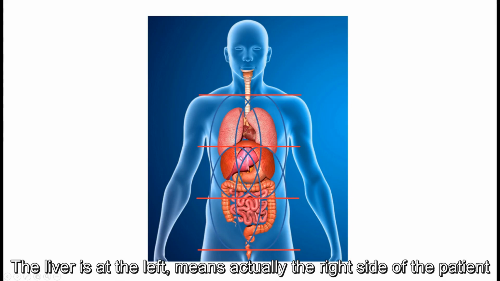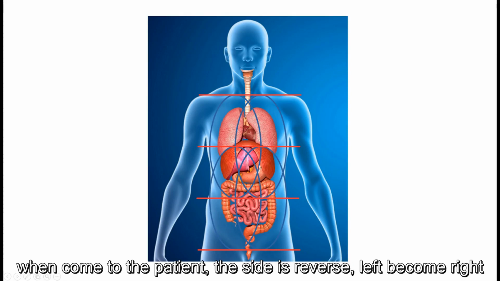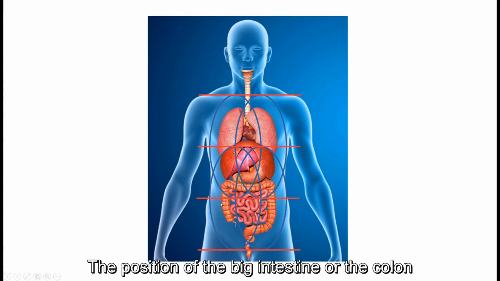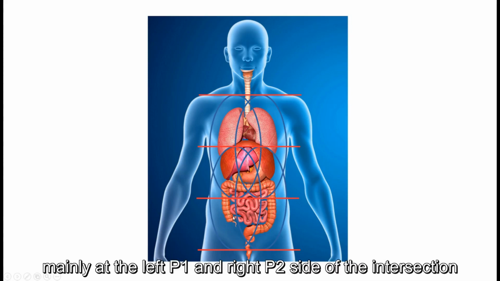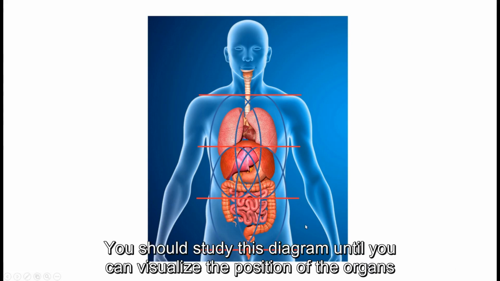The liver is at the left, which means actually the right side of the patient. We talk about the side from the observer. When it comes to the patient, the side is reversed, left becomes right. The stomach is at the right. The position of the big intestine or the colon is mainly at the left P1 and right P2 sides of the intersection. The horizontal part of the colon can be seen at the bottom of the abdomen section. You should study this diagram until you can visualize the position of the organs.